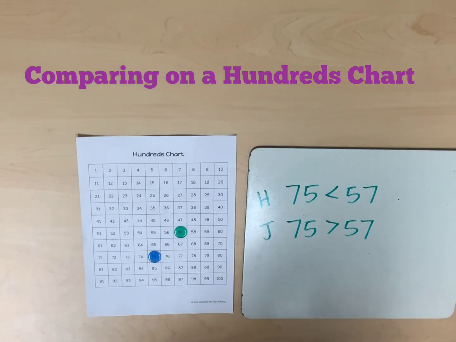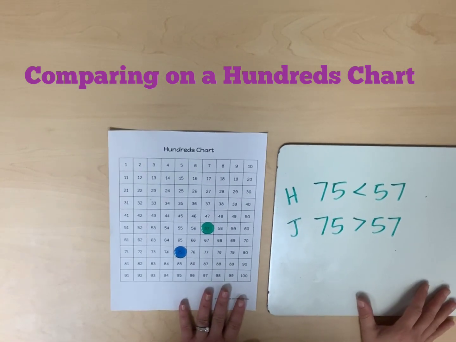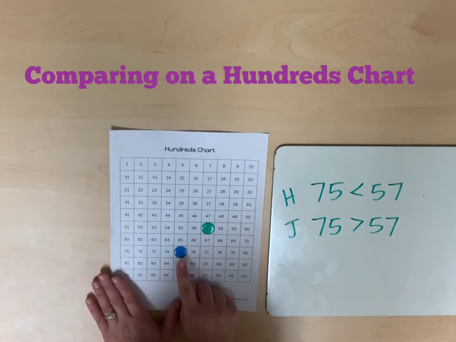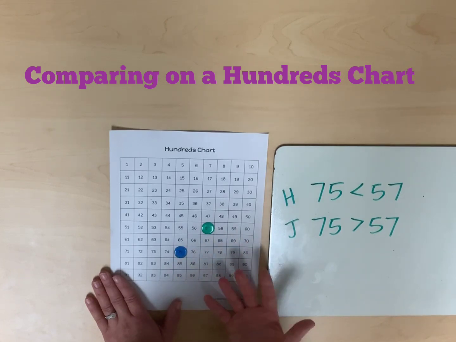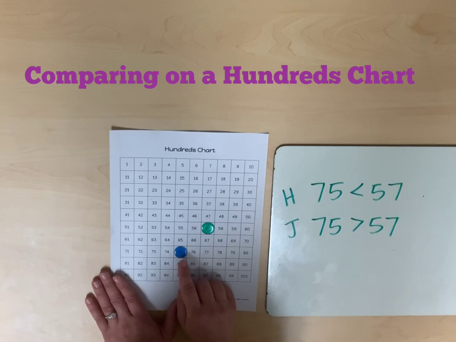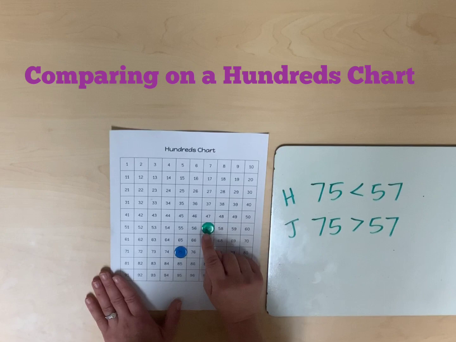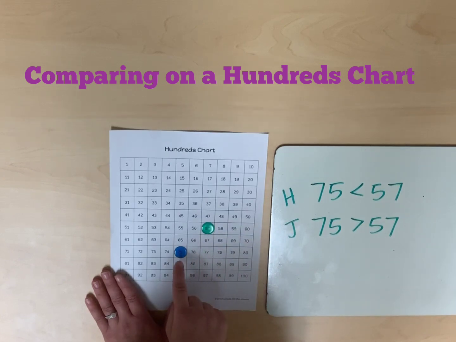When I look back at my hundreds chart, I can see that 75 is greater than 57. And I know that because it's further down my hundreds chart, and as I go down my hundreds chart, my numbers grow in size or get greater or larger. More specifically, I know that because 7 tens is more than 5 tens. If I jump down 2 more tens, 1, 2, I'm almost to 75. This is quite a bit bigger than 57.